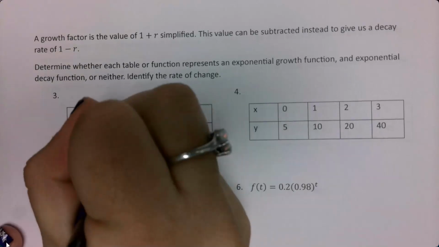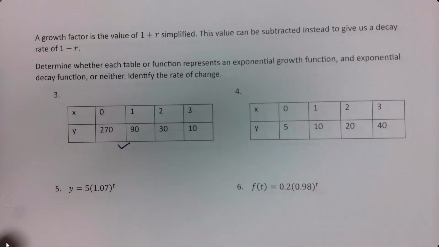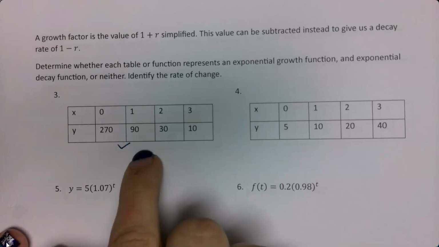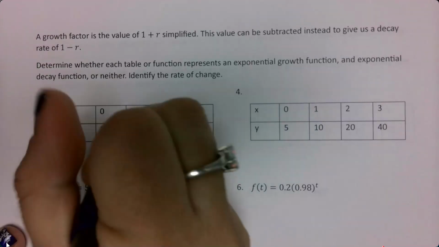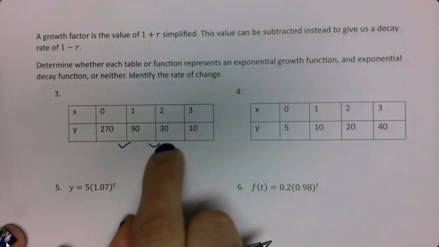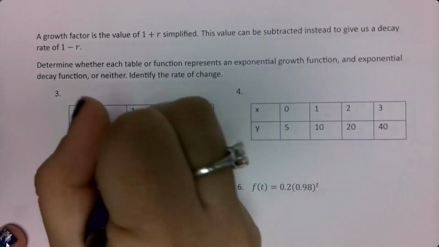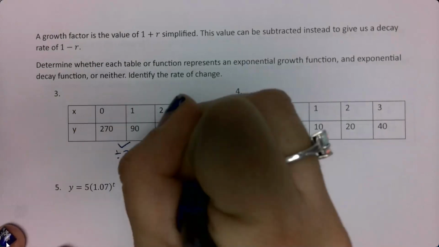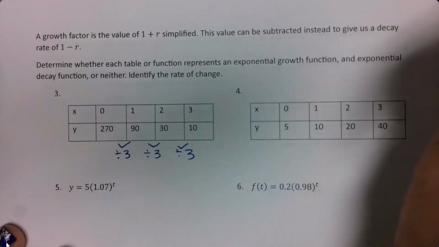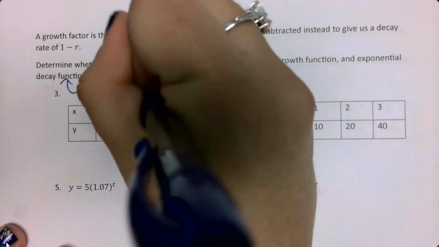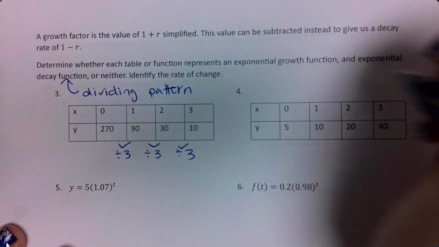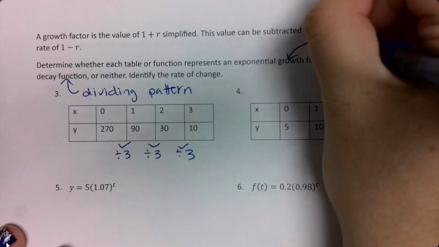So, how do I go from 270 to 90? Okay, I could subtract 180. Do I still subtract 180 to get from 90 to 30? No, what else can I do? Okay, can I divide 90 by 3 to get to 30? And 30 divided by 3 to turn into 10? Okay. So when I have a dividing pattern, this is going to be decay. And that means the growth function is going to be a multiplying pattern.